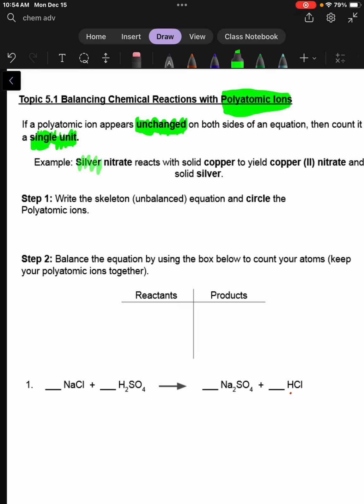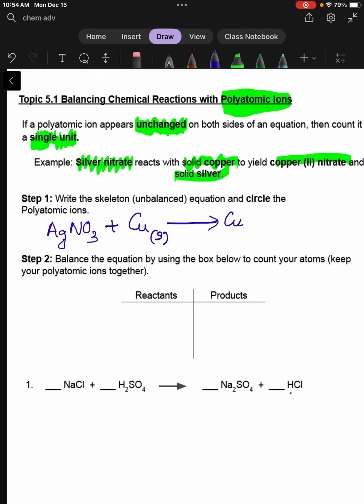Okay, let's do practice. It says silver nitrate reacts with solid copper to form copper 2 nitrate and solid silver. You have to write the equation. So silver nitrate: silver has a charge of 1, nitrate has a charge of 1, so it is AgNO3. React with copper, which is solid, to yield. Draw an arrow and it says copper 2 nitrate. Copper has a charge of 2, nitrate has a charge of 1. So it is Cu(NO3)2 plus silver, which is a solid.